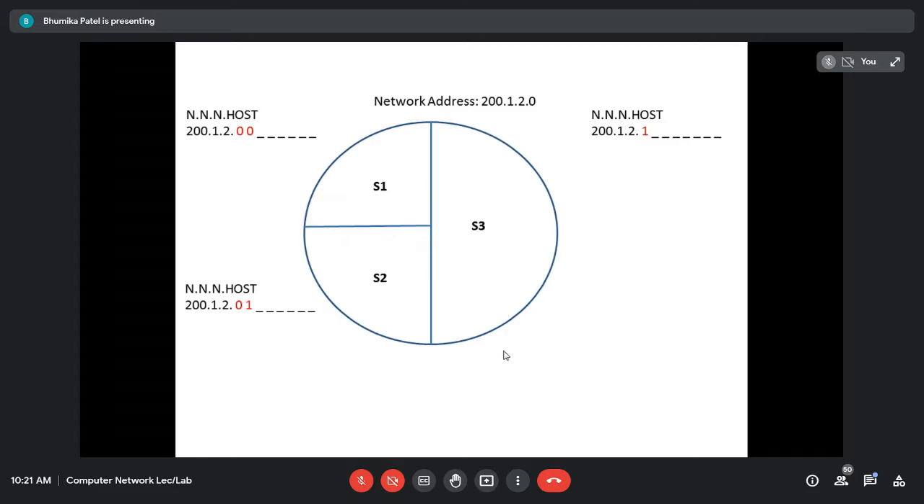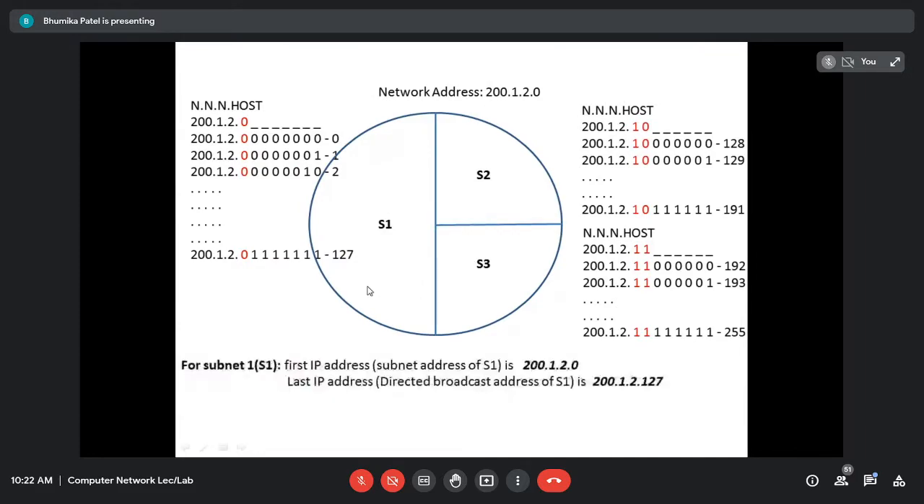Okay, so you can also divide like this. Depending upon the requirement, you can divide the first part or you can divide the second part. It is up to you. But here, what happens? Subnet 3 is going to have 128 IP addresses, and subnet 1 and subnet 2 are going to have an equal number of IP addresses, that is 64 and 64. Now let's see the range.